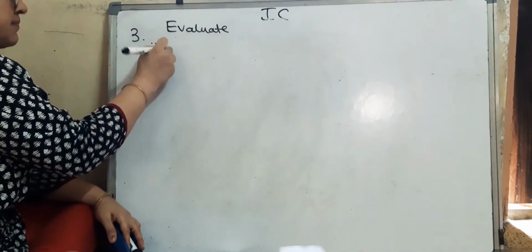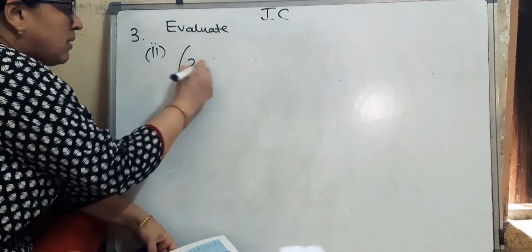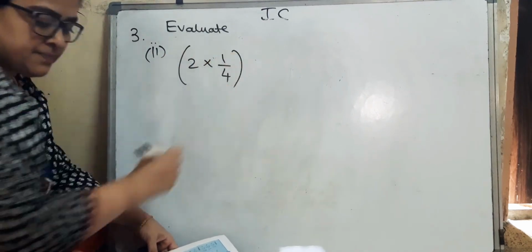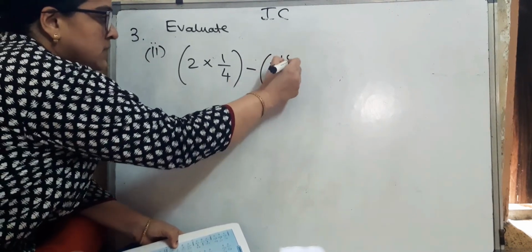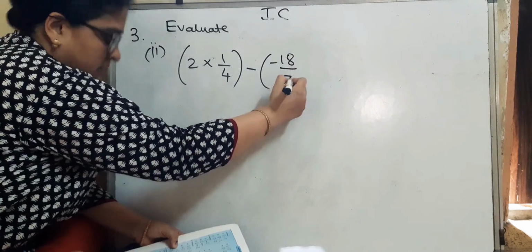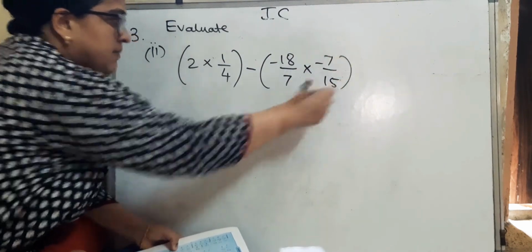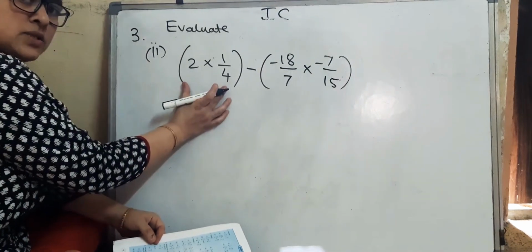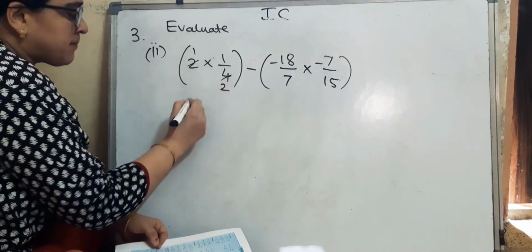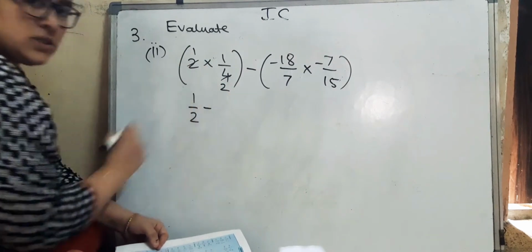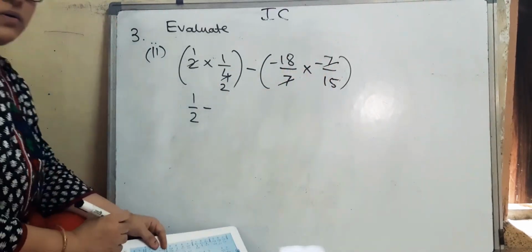Now second sum. Second 2 multiply by 1 upon 4 and minus 18 upon 7 multiply by minus 7 upon 15, right? So first of all solve this bracket, then solve this bracket. First is 2 ones are 2, 2 twos are 4. This is 1 upon 2 minus sign. This is minus minus plus, right? 7 you cut it down, right?